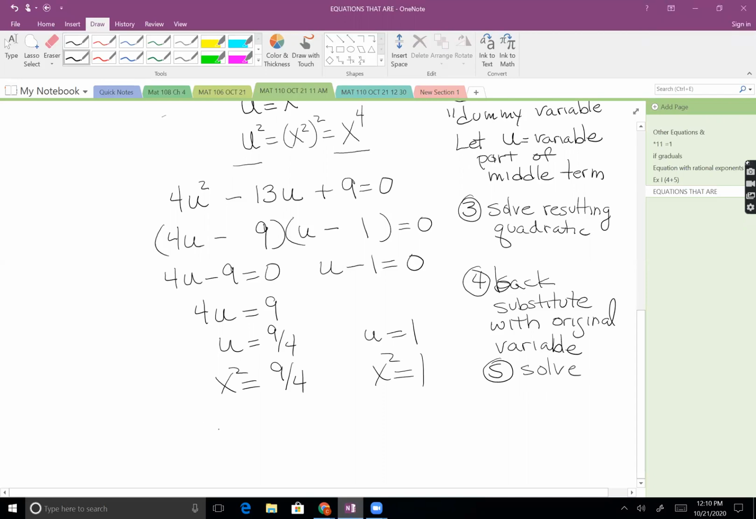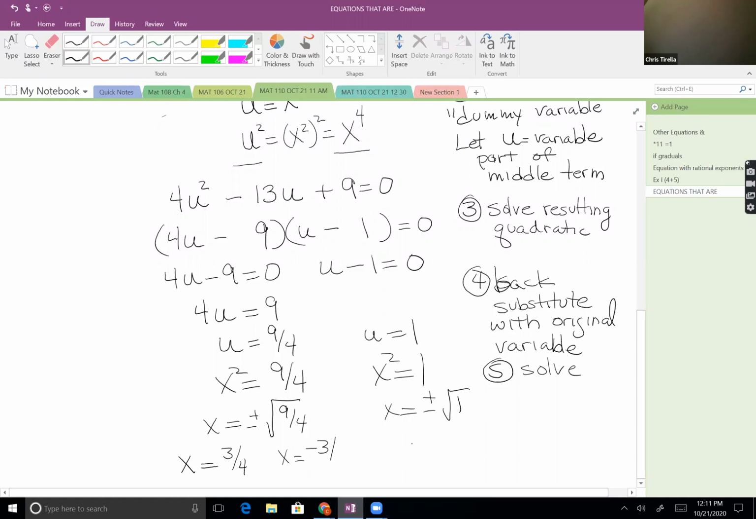So taking the root of both sides, I get x equals, remember there's two roots, plus or minus the square root of 9/4. And here x equals plus or minus the square root of 1. And so the positive root would be 3/2, the negative root would be negative 3/2. The positive root here would be 1, the negative root here would be negative 1. And I get my 4 distinct answers for an equation that's raised to the 4th power.